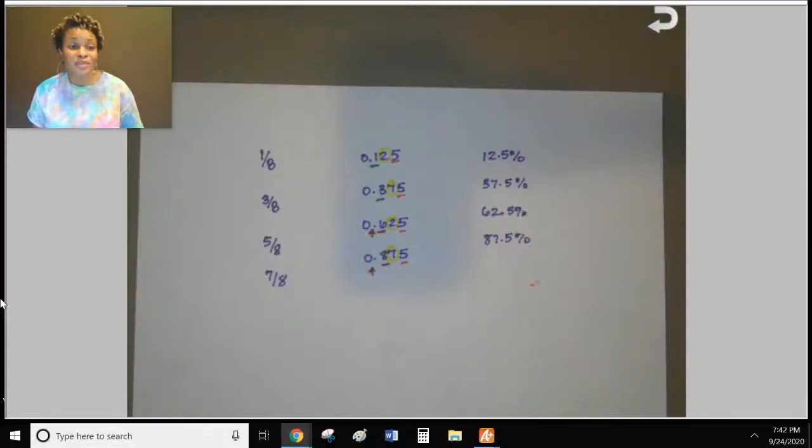These are just some easy ways that I help myself remember my fractions, decimals, and percents for my eighths, my fifths, and my fourths. So I hope this helps you guys and that you can use these to be successful in this chapter. Now, let's go practice.